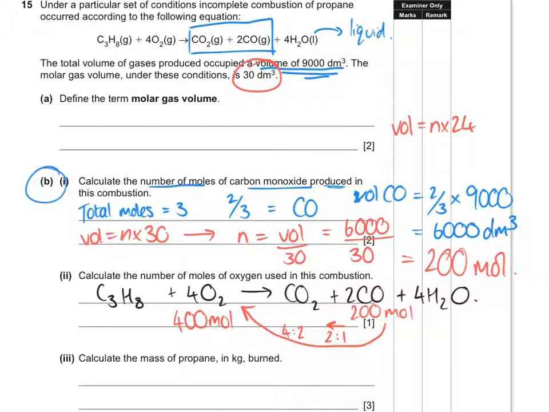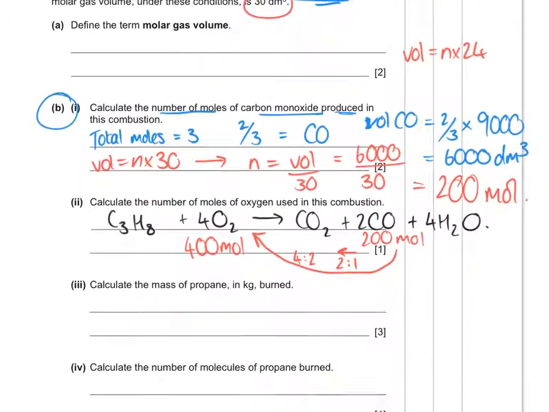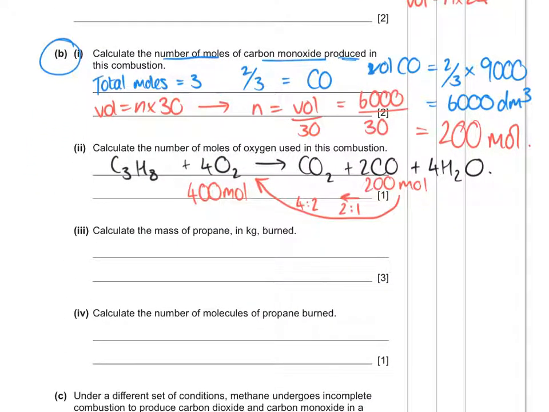We're then asked to calculate the mass of propane burned, and in order to do that we need to first work out the number of moles of propane. The only way we know to work out mass is by doing n times RFM. So we've got C3H8 plus 4O2. We'll just write out that part of the equation, that's all we really need. We've got 400 moles of oxygen. Look at our ratio, it's 4 oxygen to 1 propane. So we have burned 100 moles of propane.